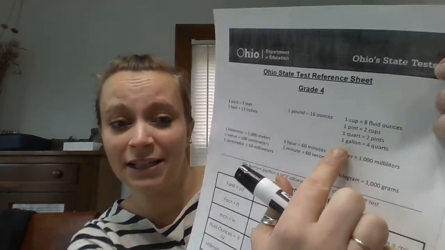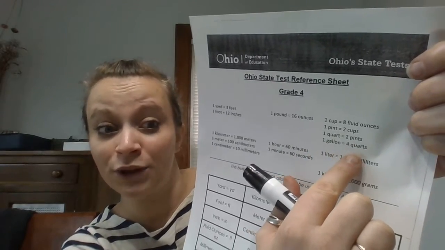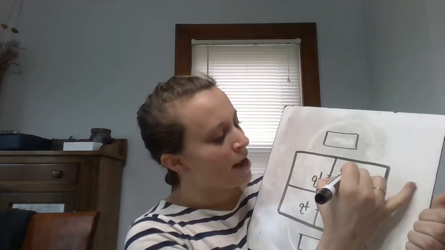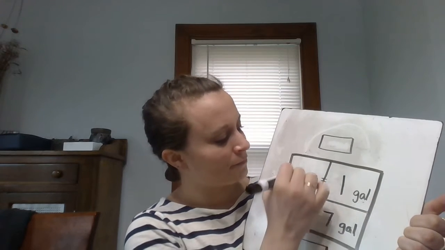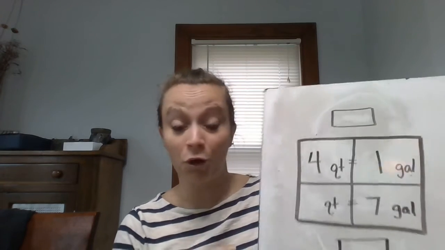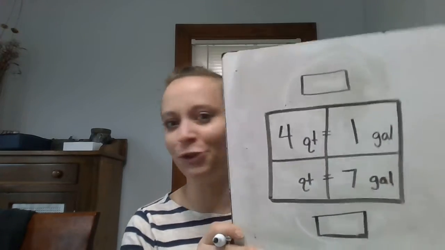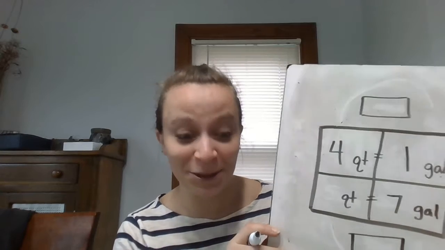Let's come over here and look. Well, right here it says 1 gallon equals 4 quarts. 1 gallon, 4 quarts. So the gallon is larger. So we're going to write those numbers in the top box. 1 gallon, 4 quarts. So far, all you have done is use that reference sheet and copy. Okay? Make sure you use that reference sheet. Don't just copy on your measurements.